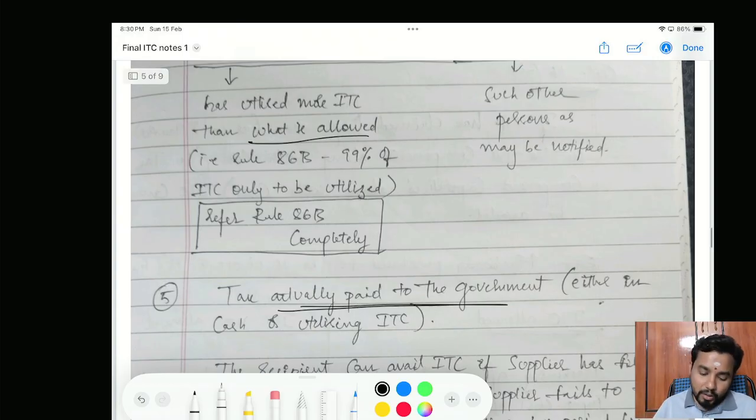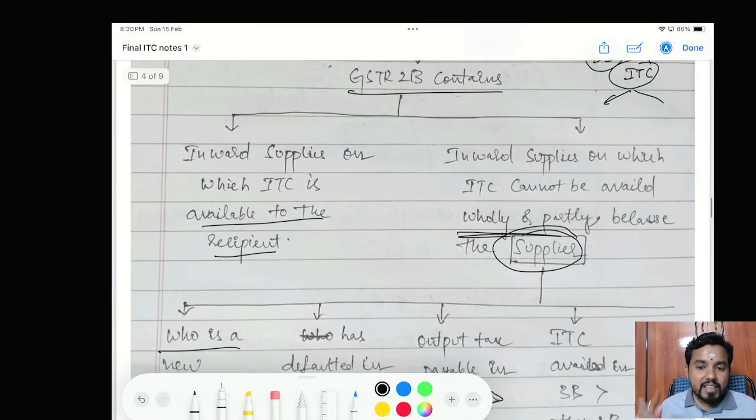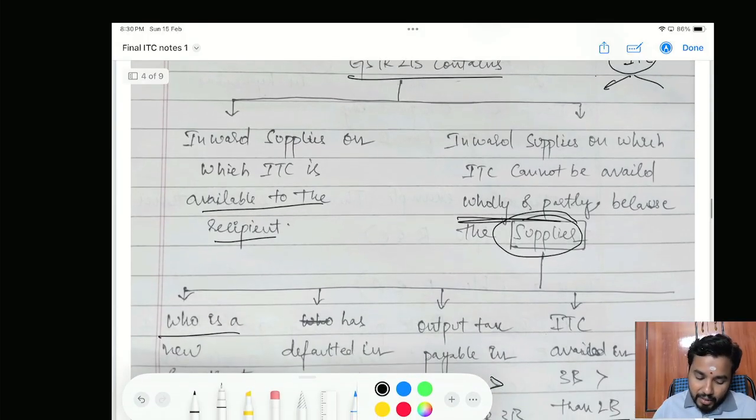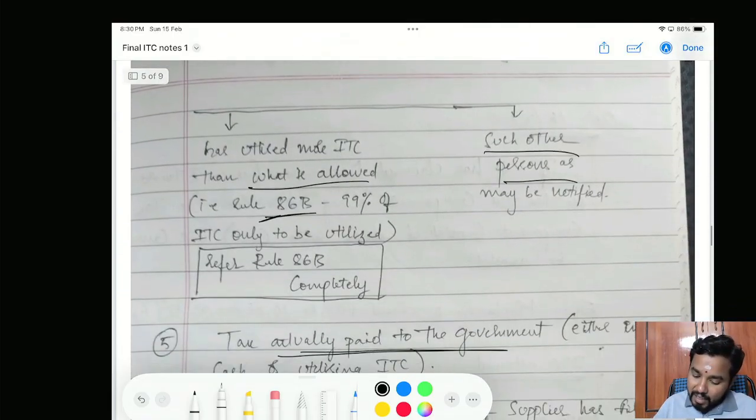There I will discuss. Now, if a supplier has violated Rule 86B and you have procured goods from that supplier, what happens in such a scenario? Your ITC will be restricted in GSTR 2B. That ITC will be reflected in 2B, but in 2B your ITC will be classified into 2 categories: one where the recipient is eligible, and the other scenario where the recipient is partially or wholly not eligible. It may go into the not eligible scenario. Okay? The other one was such other persons as may be notified.